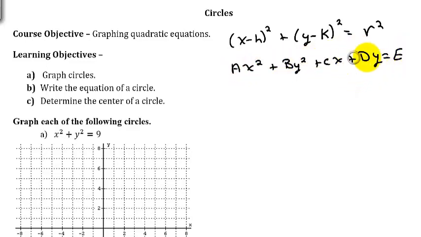So the a, b, c, d, e are all just plain old numbers, and then you have the variables x squared, y squared, x, and y in there as well. And so we're going to look at how to take a circle that's written in the second form and write it up in the first form.